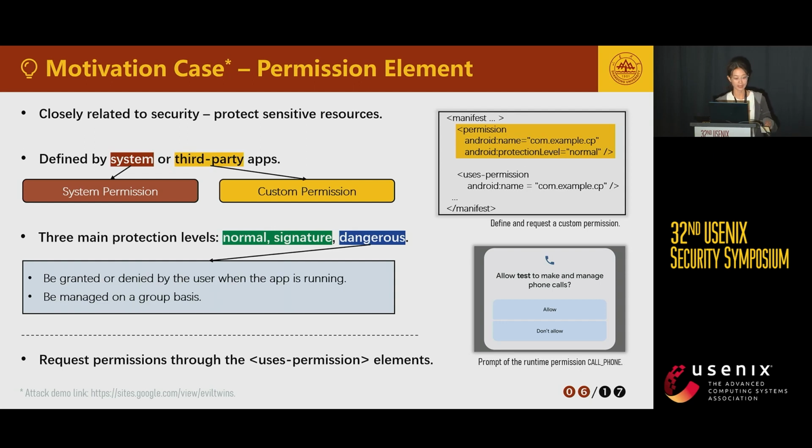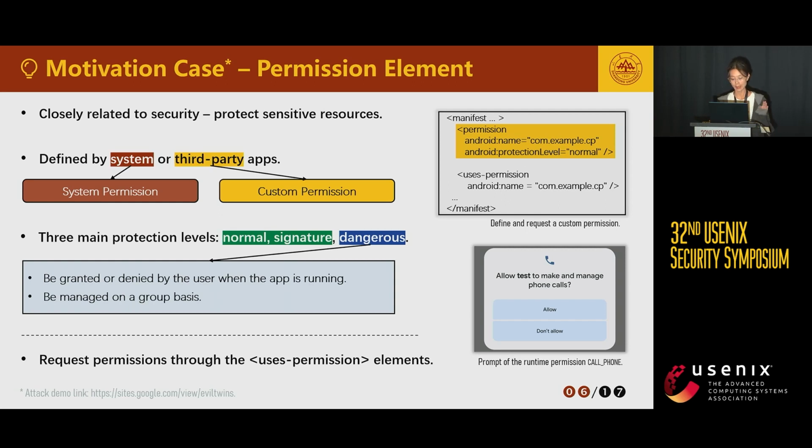Here we give a concrete case. As we know, on Android, sensitive resources are protected by permissions. Permissions are defined by the system or third-party apps through the permission elements, called system permissions and custom permissions respectively. There are three basic protection levels of a permission: normal, signature, and dangerous. Dangerous permissions are granted by users at runtime. So when an app requests a dangerous permission like the camera permission, the system will show a permission dialog to let users allow or deny the permission granting request.